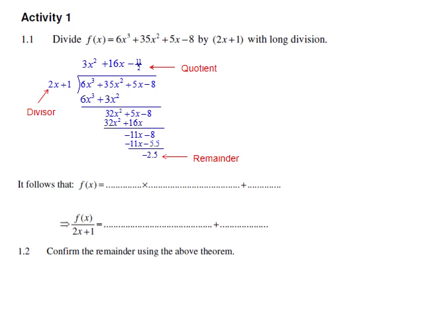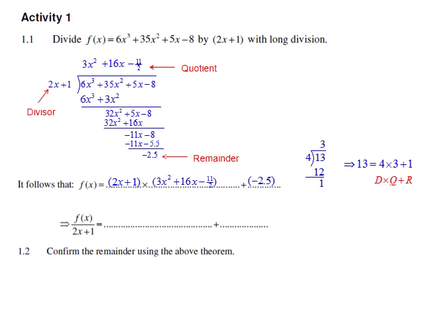Now, if you forget how, then just think of a simple example such as 4 goes into 13, 3 times. 3 times 4 is 12. If I subtract that, the remainder is 1. And 13 can therefore be written as 4 times 3 plus 1, which is the divisor times the quotient plus the remainder. So that means we can write f(x) as the divisor, 2x plus 1, times the quotient, 3x squared plus 16x minus 11 over 2, plus the remainder.